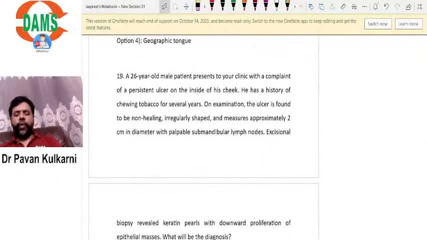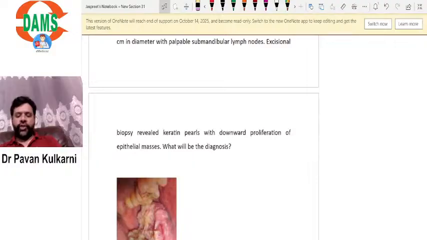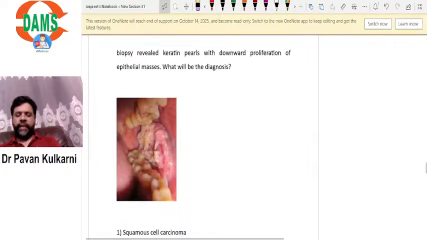A 26-year-old male patient presents to your clinic with a complaint of a persistent ulcer on the inside of his cheek. He had a history of chewing tobacco for several years. On examination, the ulcer is non-healing, irregular shaped and measures approximately 2 cm in diameter, with palpable submandibular lymph nodes. Excisional biopsy revealed keratin pearls with downward projection of the epithelial masses. What will be the diagnosis?